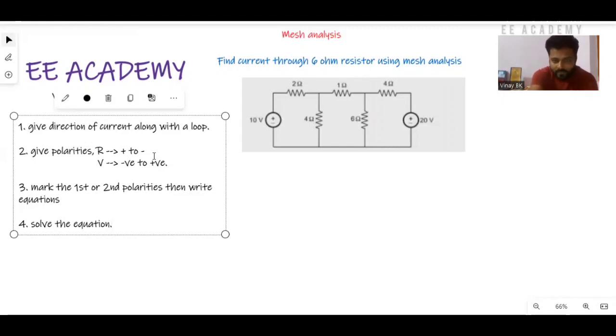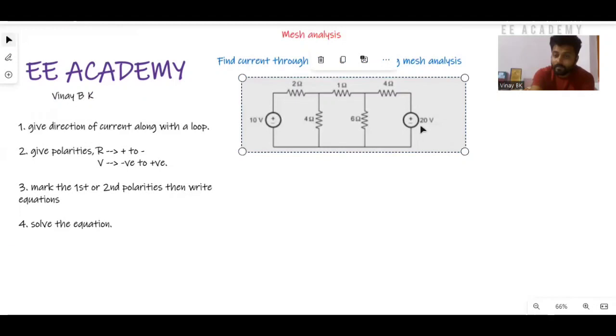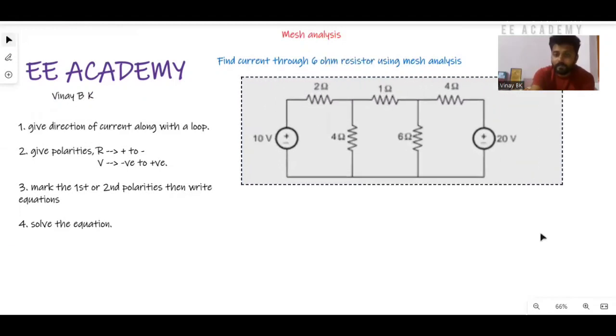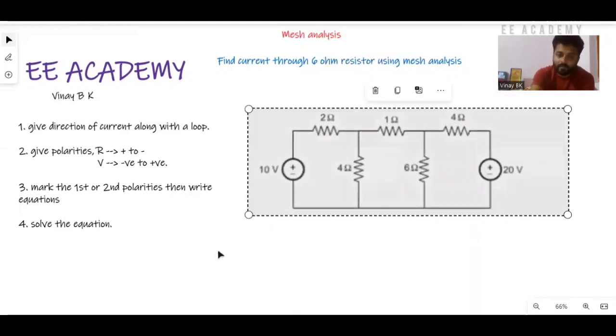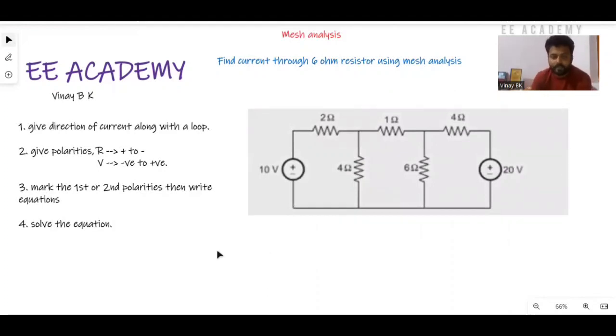Once you solve the equations, you'll get the currents, and based on that you can find the values of current. Now the first step: direction of current along with the loop. I'll consider the circuit. For this circuit, first give the direction of loop along with the current, either clockwise or anti-clockwise. Remember, if not given, you can consider any one direction, either clockwise or anti-clockwise.